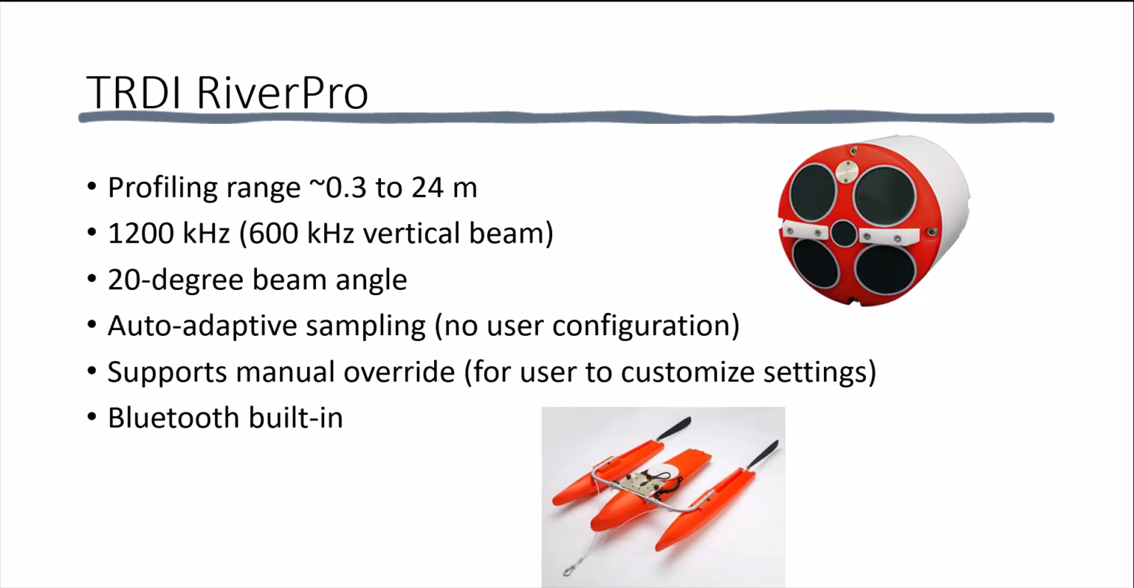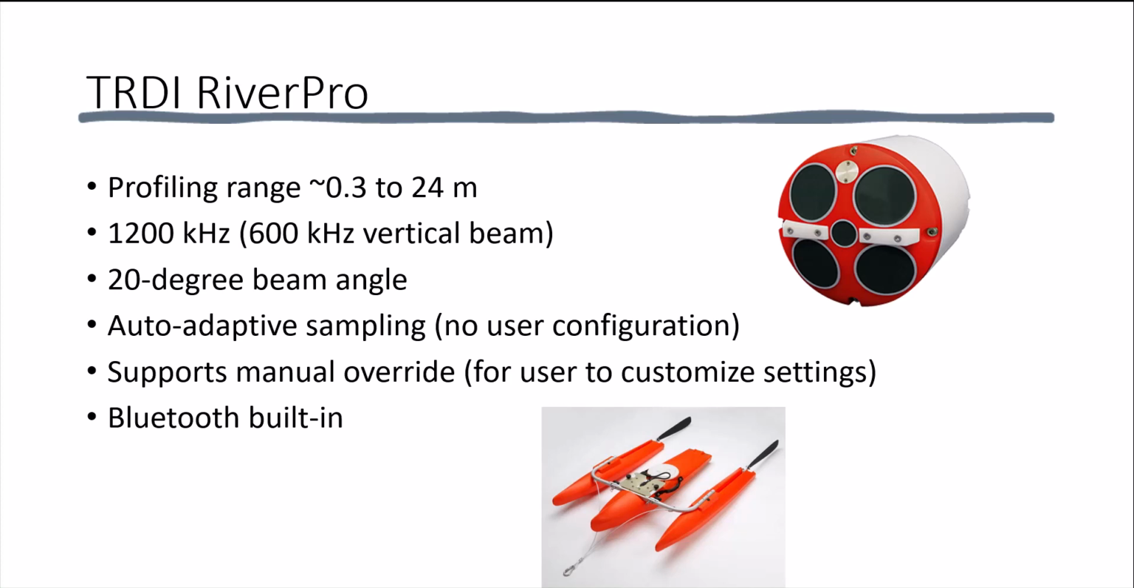The RiverPro is a 1200 kHz ADCP that is similar to a Rio Grande in that it utilizes a 4-beam Janus configuration at a 20-degree beam angle, but has an additional 600 kHz vertical beam used to measure vertical velocities and depth. The profiling range for the RiverPro is roughly 30 centimeters to 24 meters, which fits into a range between the StreamPro and RiverRay.